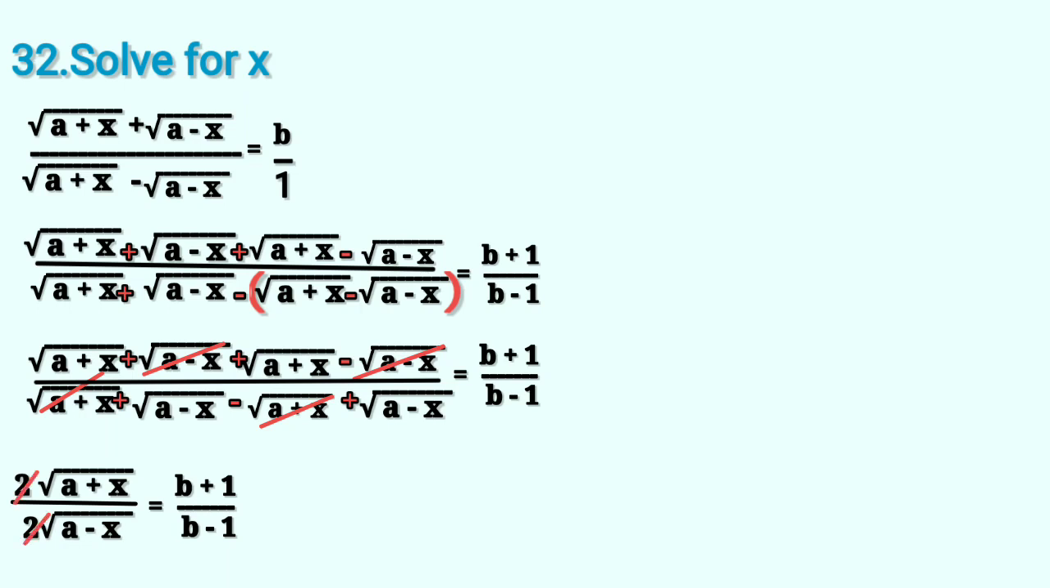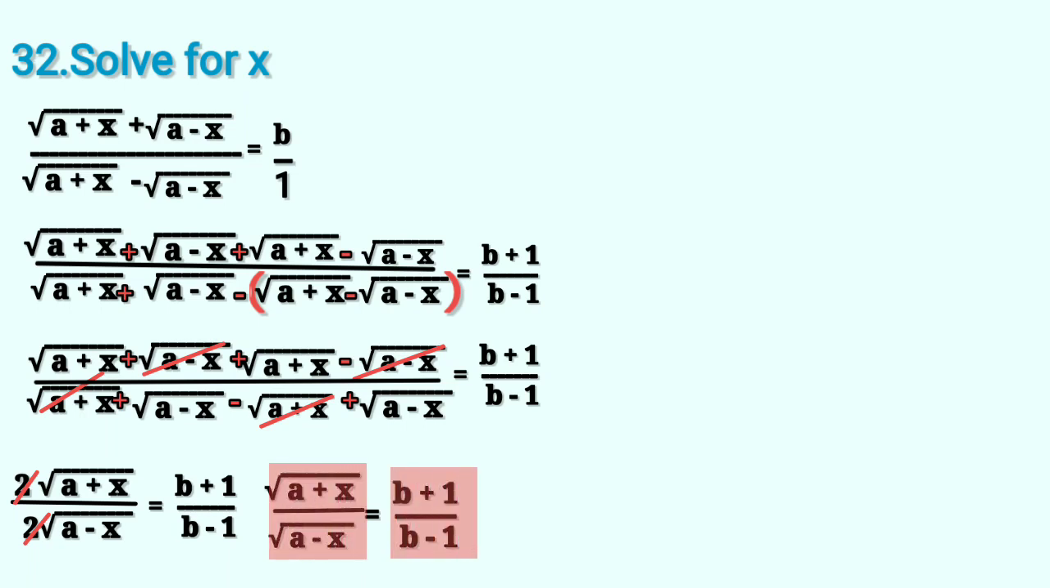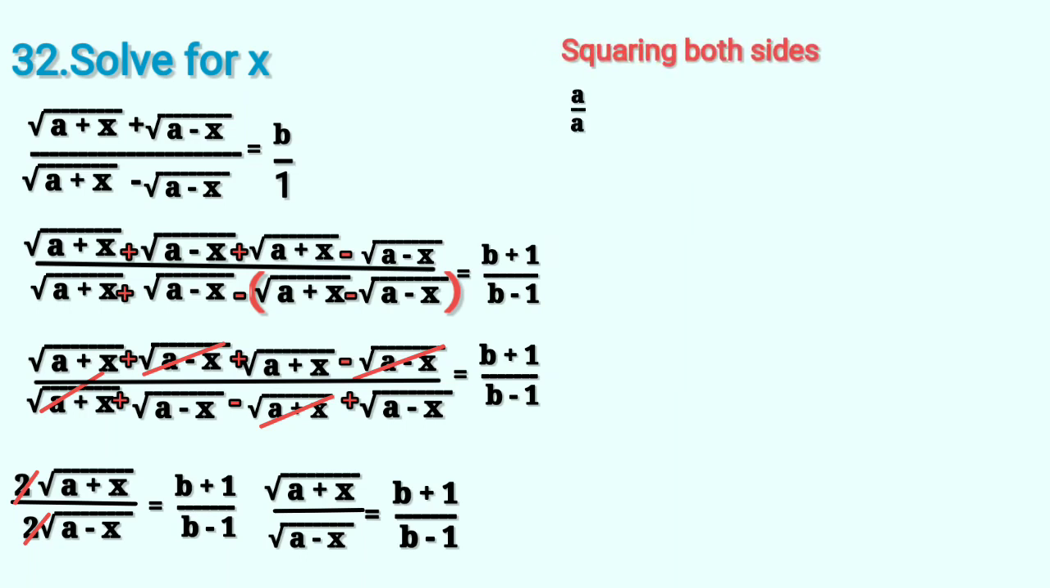We have root of a plus x upon root of a minus x is equal to b plus 1 upon b minus 1. We have terms on the left side which are in root and terms on the right side are not in root. To overcome this problem, we will square both the sides. On squaring, the square root of the terms on the left side gets removed. So we have a plus x upon a minus x, and on the right side we have b plus 1 whole square upon b minus 1 whole square.